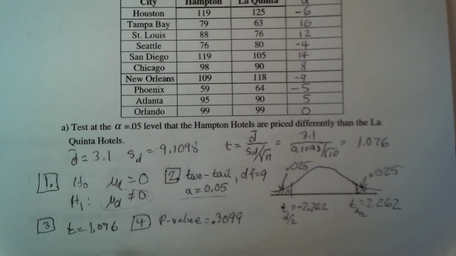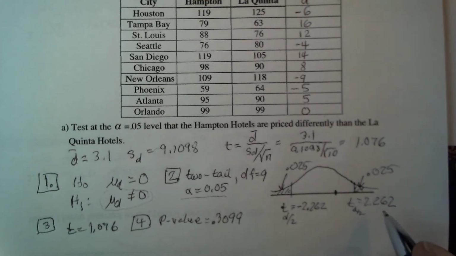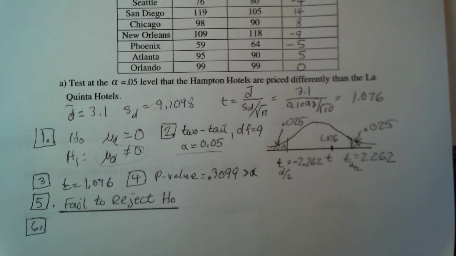So 1.076 is about here. So in other words, we are not in the rejection region for the null hypothesis, and the p-value is not less than alpha, alpha being 0.05. So both of these indicate we fail to reject the null hypothesis. Both the test statistic indicating we're not in the rejection region and the p-value being greater than alpha lead us to conclude that we fail to reject the null hypothesis.